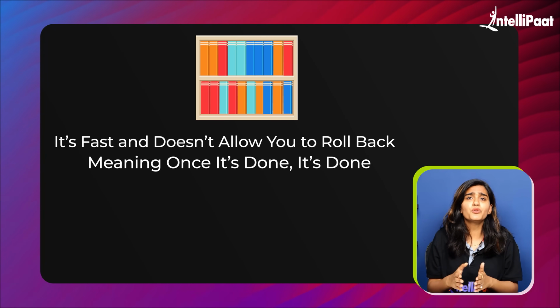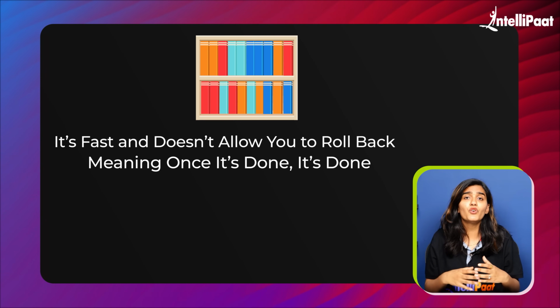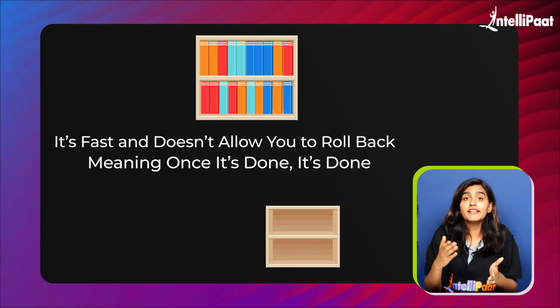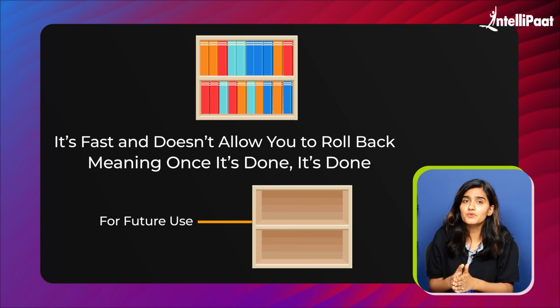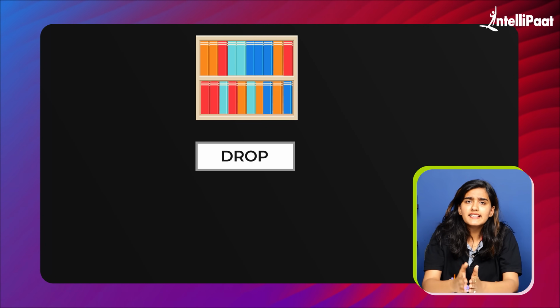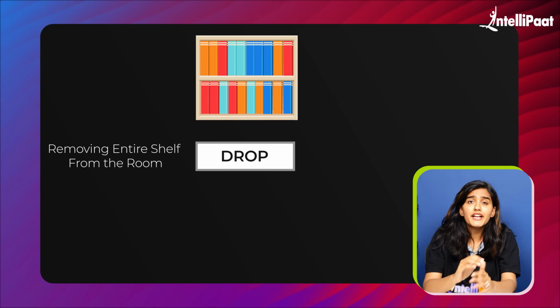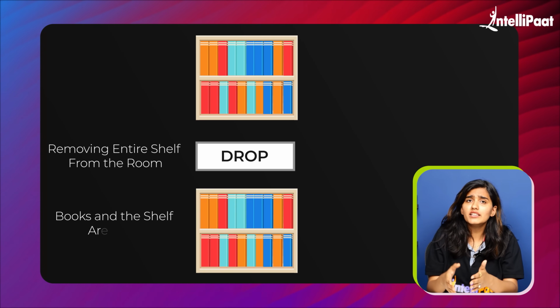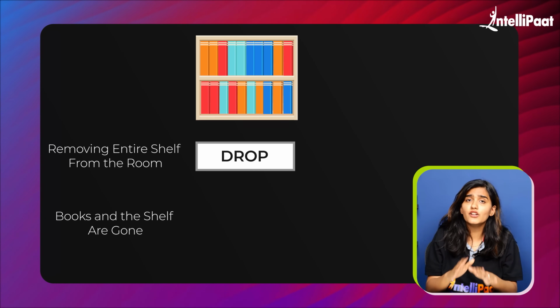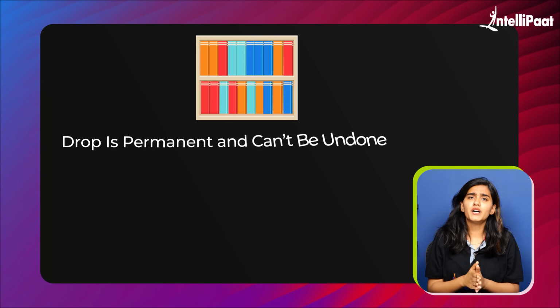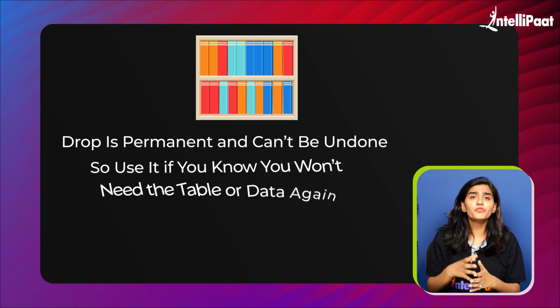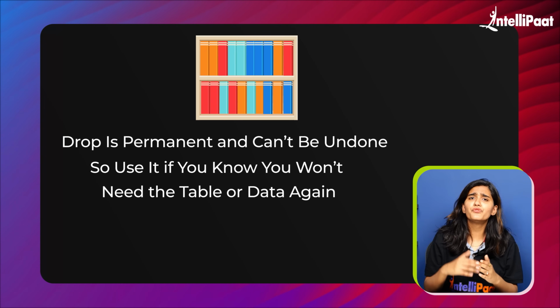Truncate is perfect when you don't need any of the data but you want to keep the structure, for example, in our case, the shelf for future use. Third, drop. Drop is like taking down the entire shelf and removing it from the room. All the books and the shelf itself are gone and you're left with nothing but empty space. Drop is permanent and can't be undone. So you would only use it if you know you won't need the table or data again for future use.